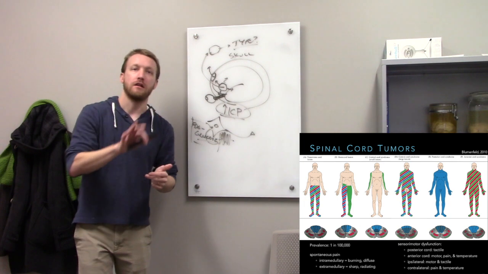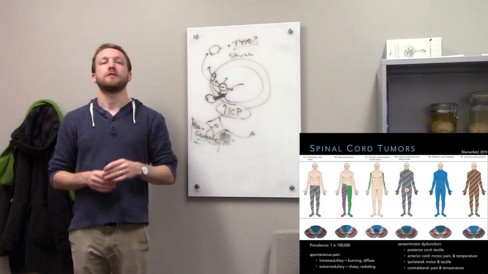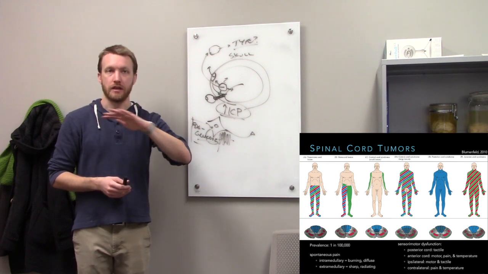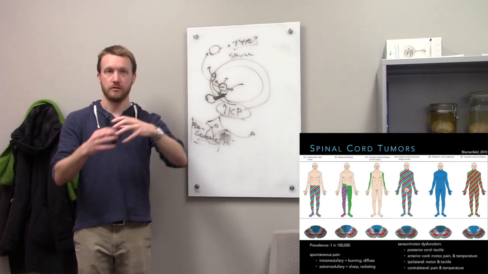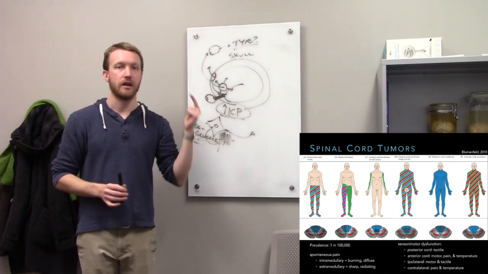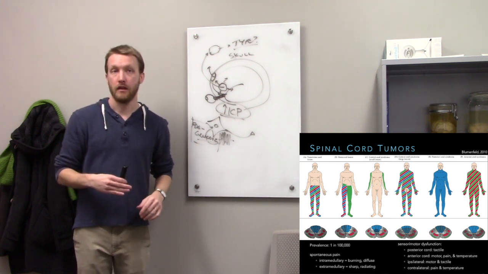And the body is colored to show you which of those is going to be affected. So if we have a destruction of the entire spinal cord, so just the entire area of it where we're getting our posterior column, spinothalamic tract, corticospinal tract, obviously everything is impaired at that level and below.